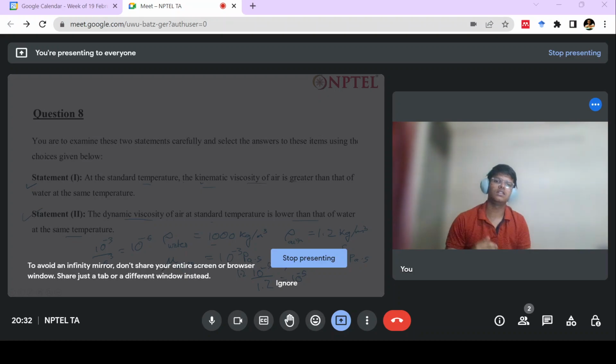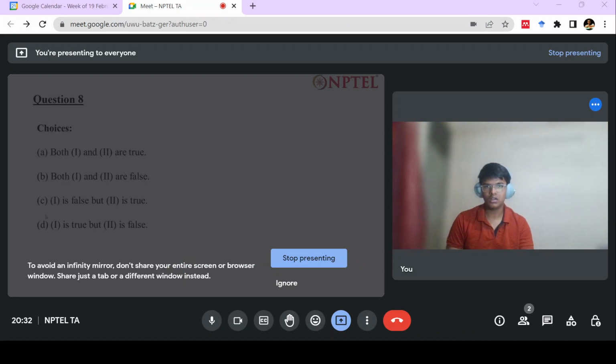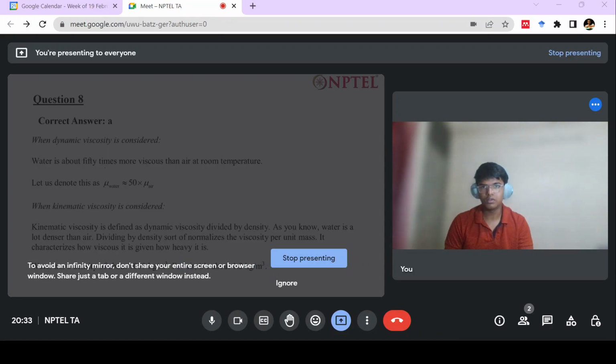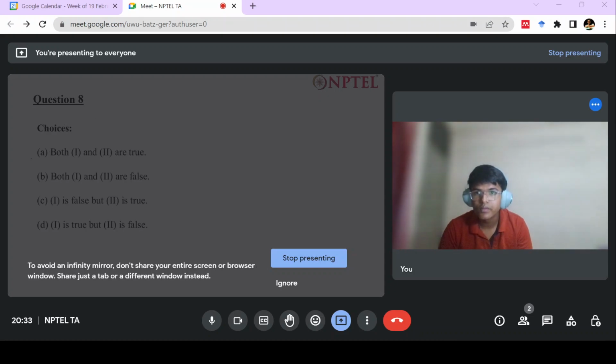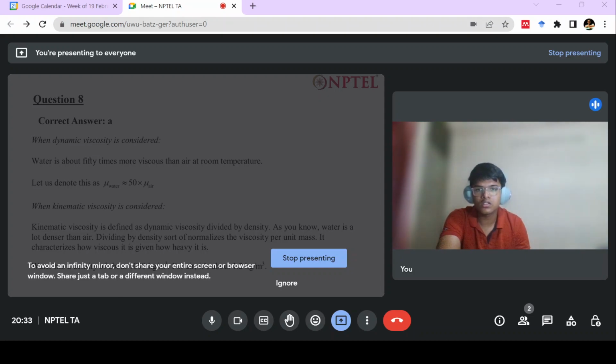When we talk about viscosity, we generally talk about dynamic viscosity. Air is definitely less viscous than water. So both are true. So the correct answer is A. Here also the values are given, so we can calculate it. What we have found for air is approximately 10 to the minus 5 for the kinematic viscosity, and for water, approximately 10 to the minus 6. Okay.